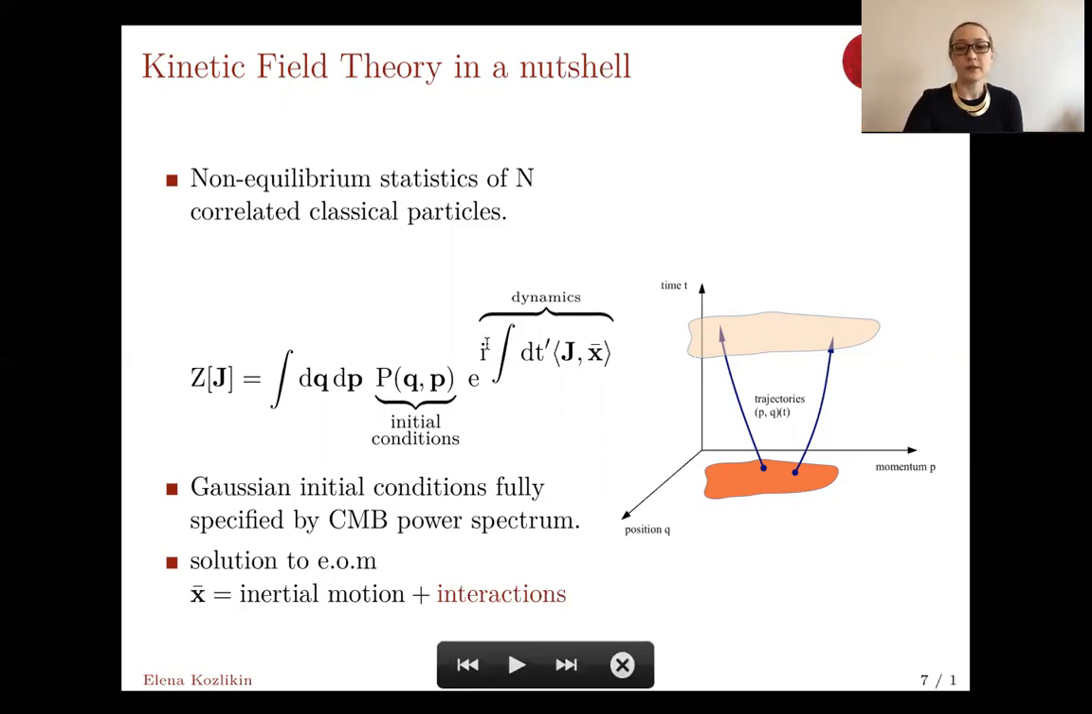The dynamics of the particle ensemble is encoded in this phase factor, where you have an auxiliary field J, which I will come back to in a minute, and the solutions to the equations of motion of particles. These can be split into an inertial motion, so basically free streaming, and the deviations of particle trajectories due to interactions with other particles.